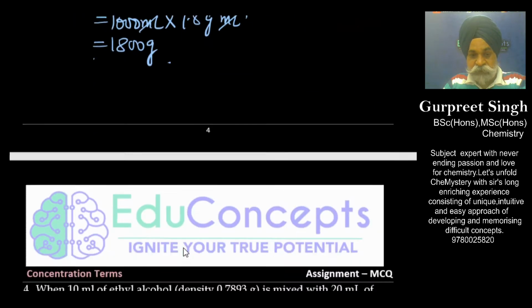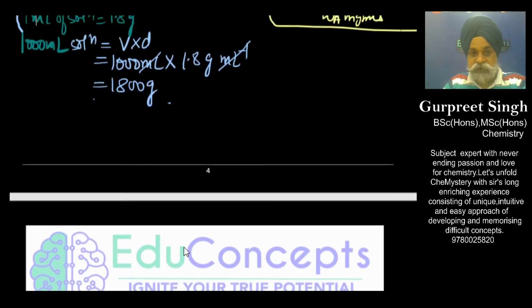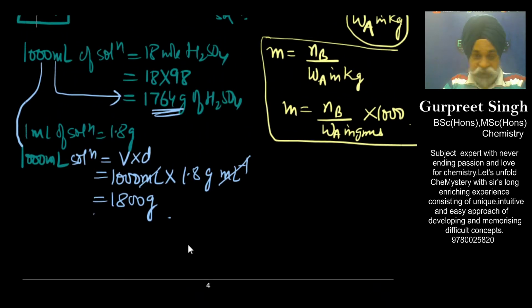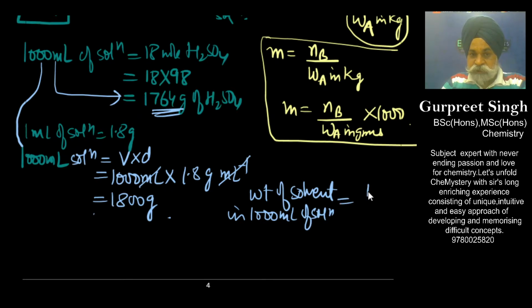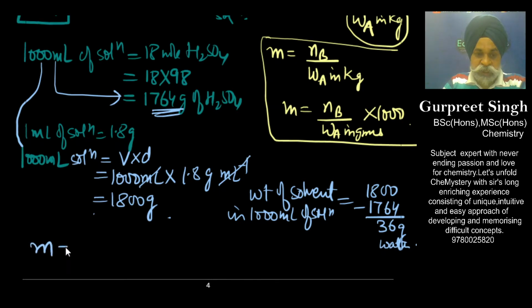So the amount of solvent present in it: we have to simply find the weight of solvent. The weight of solvent in 1000 ml of solution would be 1800 minus 1764, which comes out to be 36 grams. So 1 liter of this solution contains 36 grams of water. So what is molality? Molality is the number of moles, that was 18, present in 1000 gram of solvent.